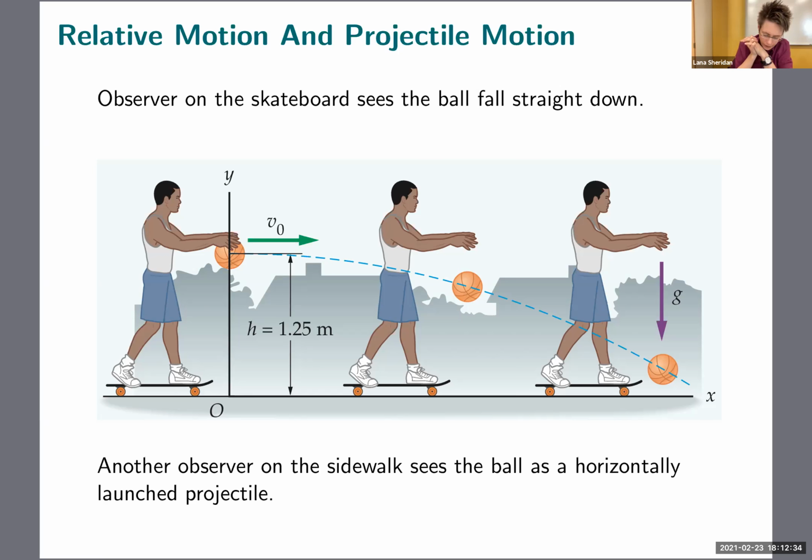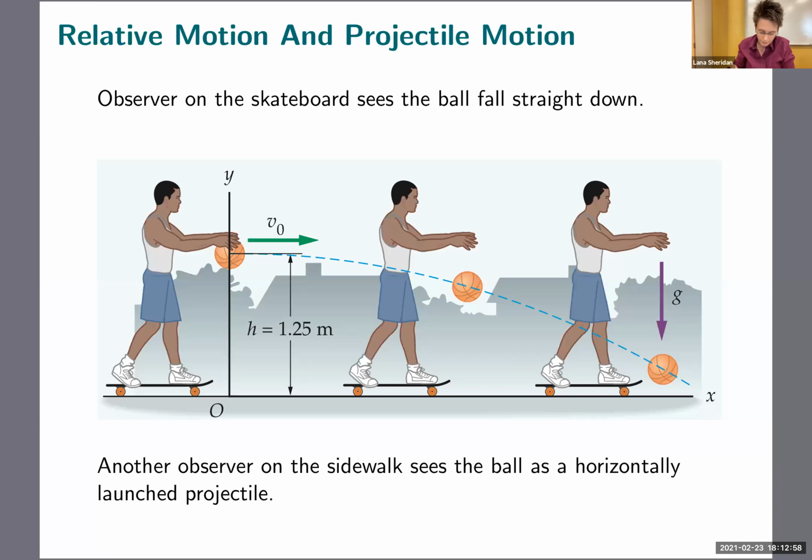So what we have going on here in this picture is a man riding on a skateboard and playing with a basketball at the same time. And what he's doing is just dropping the basketball. When he lets go of it, what he sees is the basketball drops straight down to the ground in front of him, like you would expect for dropping an object.